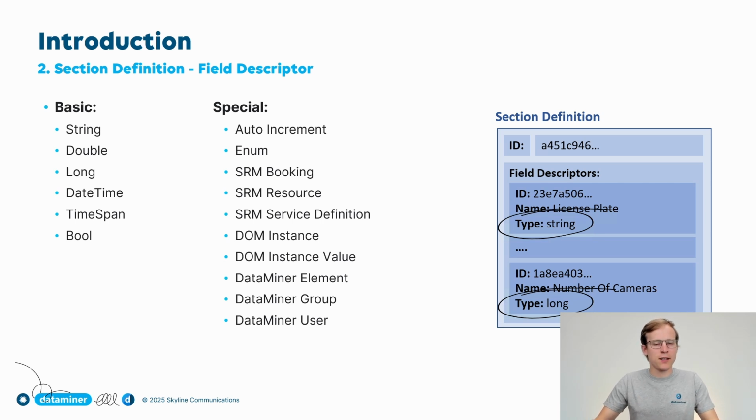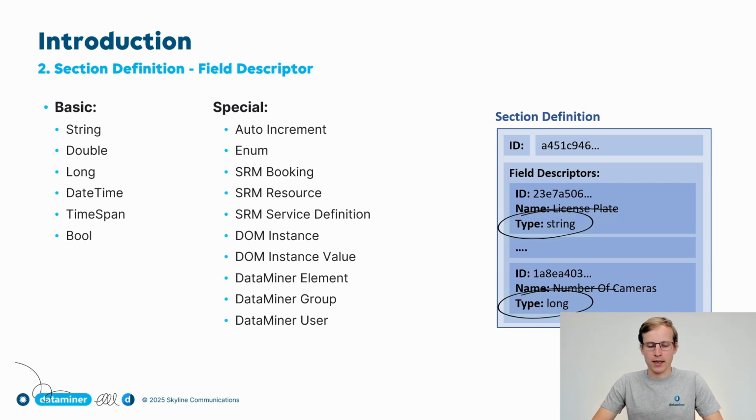We also have special fields that point towards other objects in DataMiner. We have 3 special field descriptors for SRM where you can select a certain booking, a resource, or a service definition. This is quite handy if you, for example, are creating a model that represents an order, and that order will eventually lead to a booking being created. You can then have a field which contains the reference to the order that has been created.